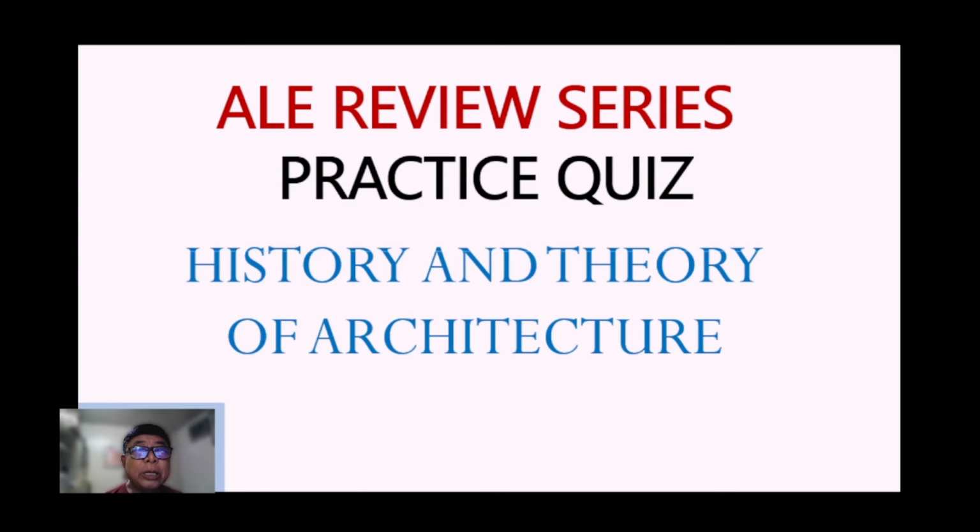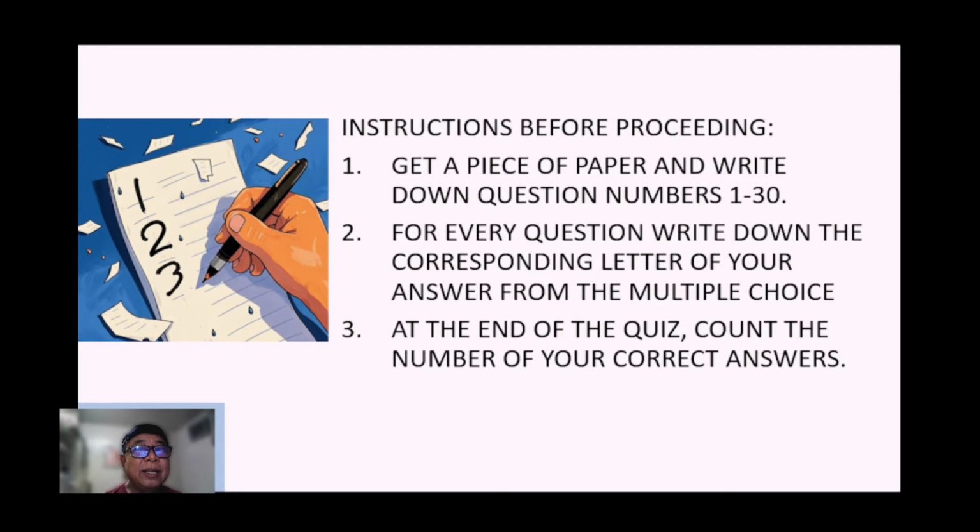Welcome back to our ALE review series, practice quiz. So we have now part 3 of the history and theory of architecture. So again, before you proceed with the quiz, you may get a piece of paper and write down question numbers 1 to 30. And then once you are ready, you start the quiz, and for every question, write down the corresponding letter of your answer from the multiple choice.